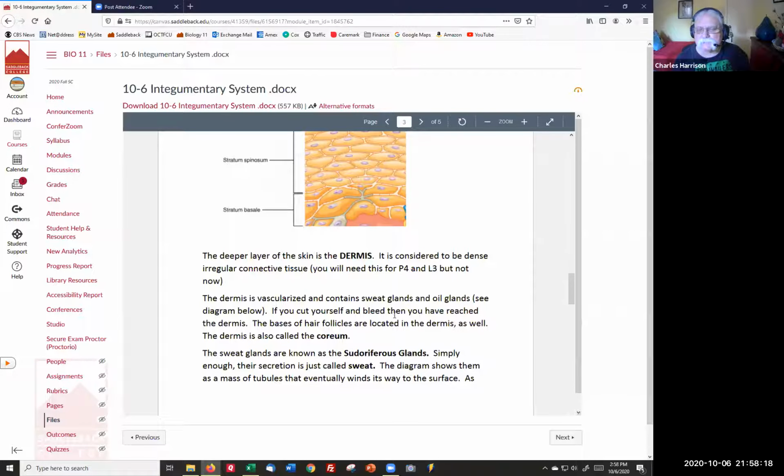It also contains sweat glands and oil glands. The dermis has another name, doesn't everything? The dermis is also called the corium. Sweat glands that are located within it, diagrams coming, are known as sudoriferous glands. Sudoriferous glands. Simply enough, though, their secretion is just called sweat.